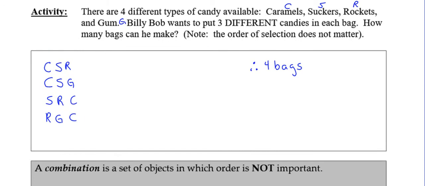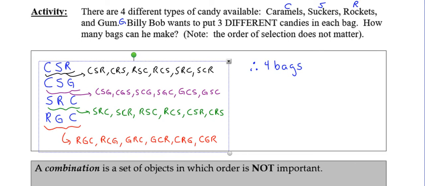Now some of you might have answered that there were 24 different bags. If you answered 24, then you were probably considering all of these cases. So if you had a caramel, sucker, and rocket, you were thinking that there were 6 different ways to arrange those 3 candies. However, in this case, if you're just putting candies into a bag, you're not actually arranging them. So all of these 6 cases produce the same bag of candy. Same with this 6 and this 6 and this 6.